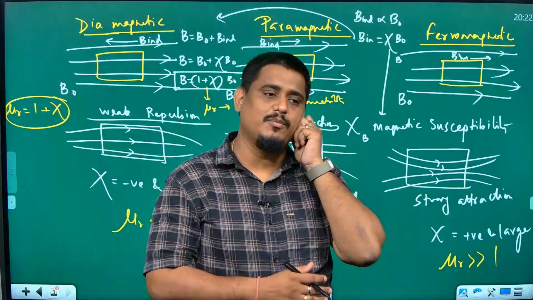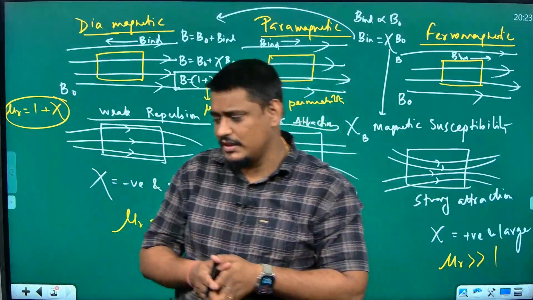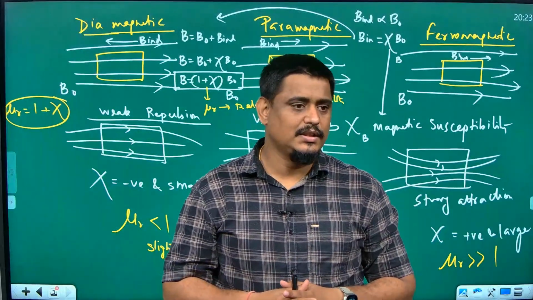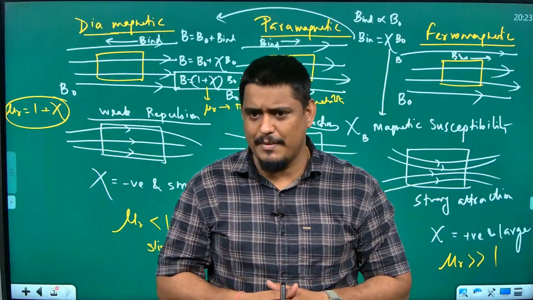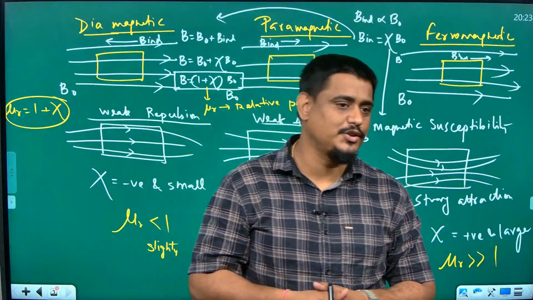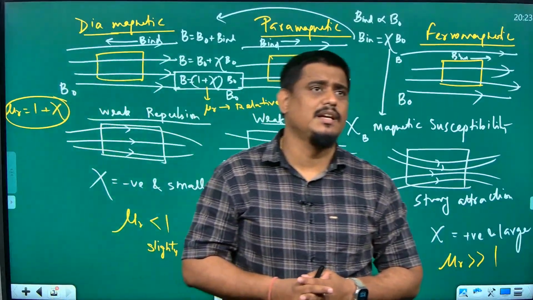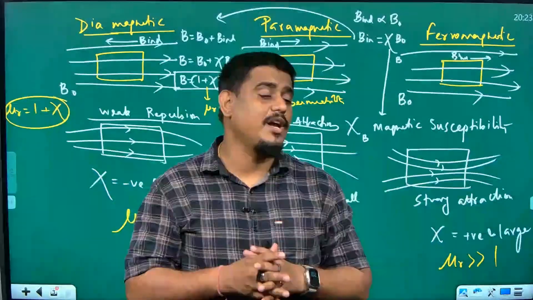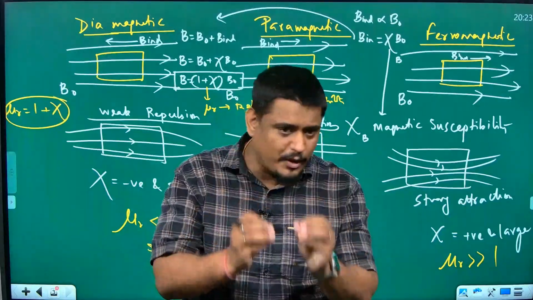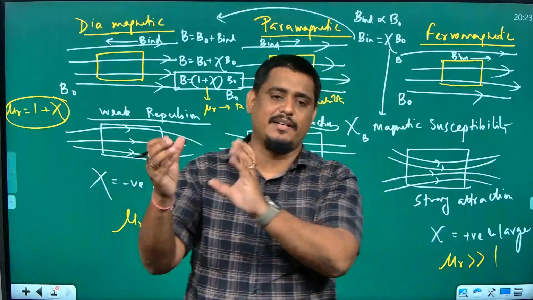I said diamagnetic substances have paired electrons and are unaffected by temperature. Examples of diamagnetic substances are organic substances, water, even copper and gold. Then I spoke about paramagnetic substances. They are those substances which have lone electrons and are weakly attracted by the applied external magnetic field.